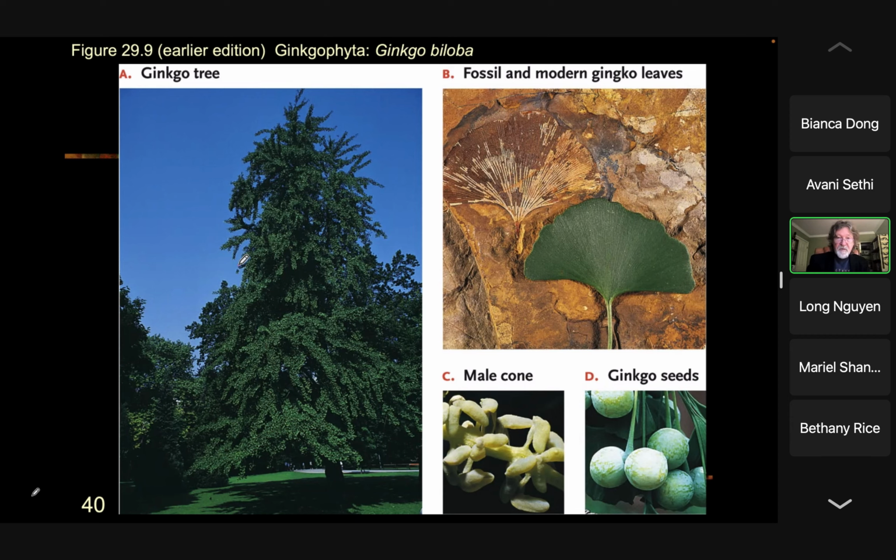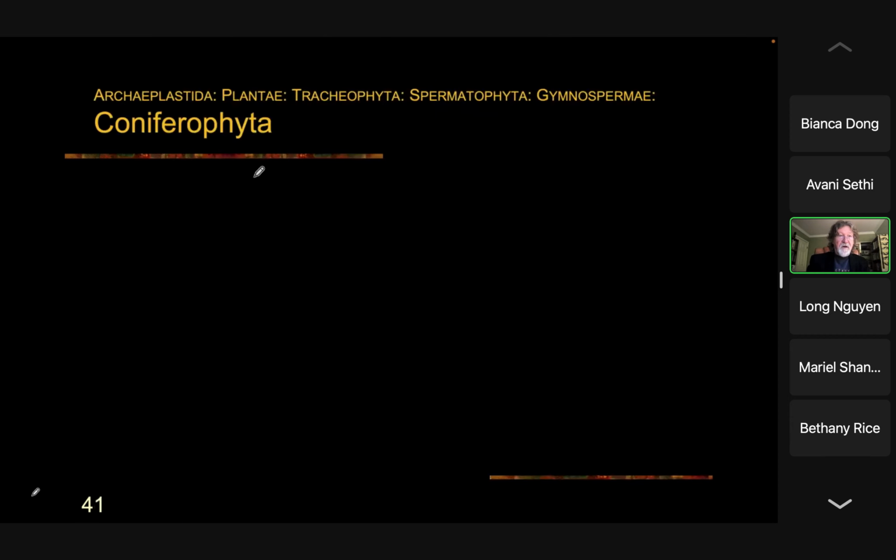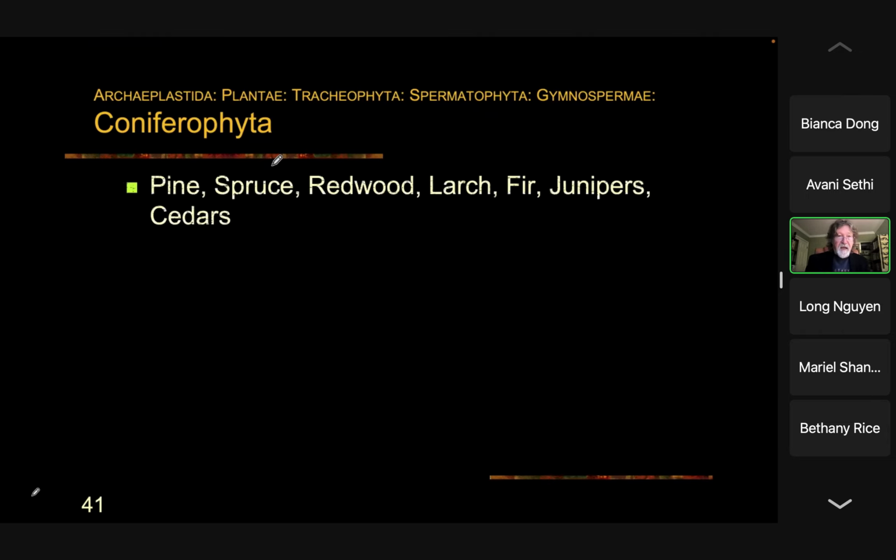Now, the next major group of gymnosperms are the coniferophyta, okay, conifers. And this is the typical needle-leaf trees that we see around: pine, spruce, redwood, larch, fir, junipers, cedar. These all belong to this group. Most of them are evergreen. When you say evergreen, they lose their leaves all year long and grow new ones. Okay, but they don't typically lose them in wintertime in temperate regions.